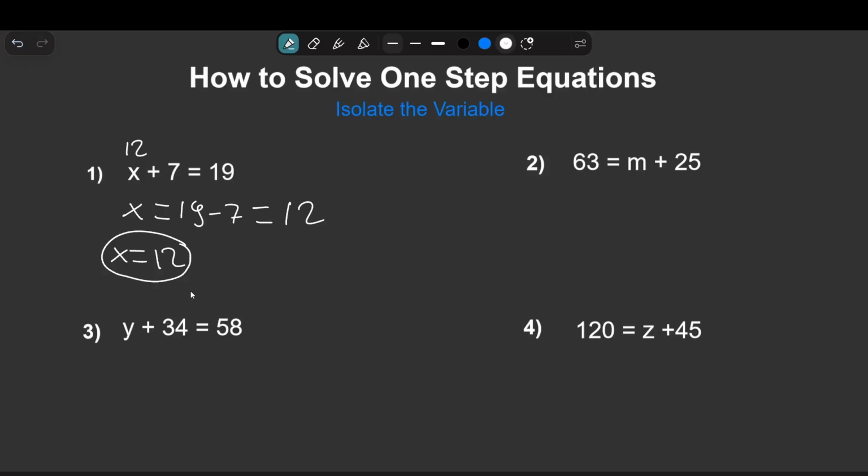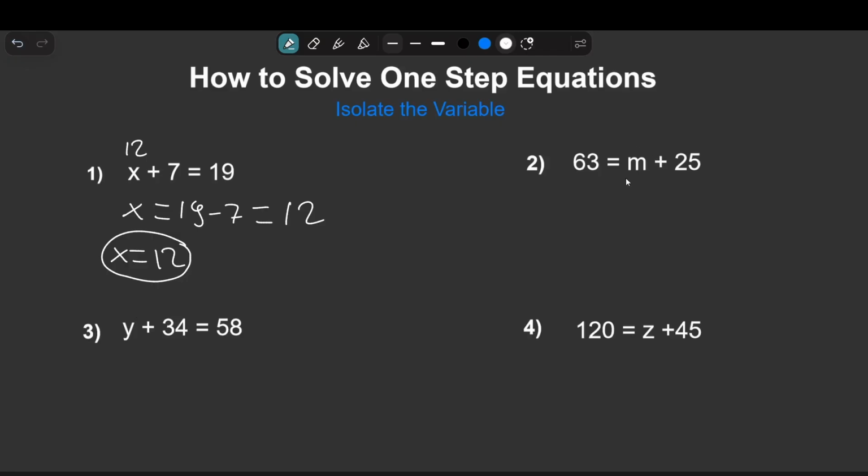So this was a very easy one. I've got 3 more for you guys, which we'll go through together. On to the second example: we have 63 equals m plus 25. This one is exactly the same, but just in a different order. We also have another way of doing this. It's a bit of a harder way, but if you're good at mental math, maybe you can get it quicker than the first way we did.